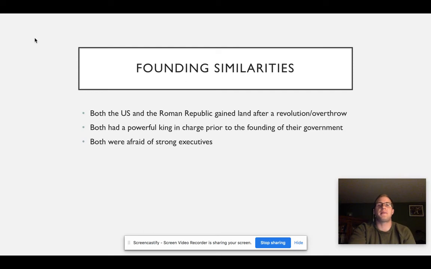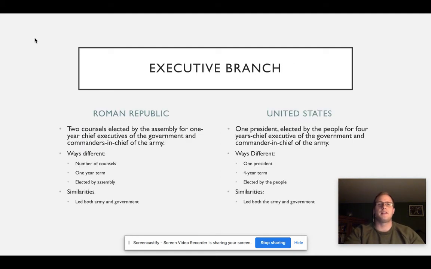Both countries had a powerful king in charge prior to the foundation of both governments. Both kings would represent their own interests. They would control everything from the economy, government, foreign affairs, all of it. And after all that, the people who founded the Roman Republic and the United States were afraid of strong executives, all-powerful executives like a king or queen. So we're going to go over the similarities and differences of the executive branch.